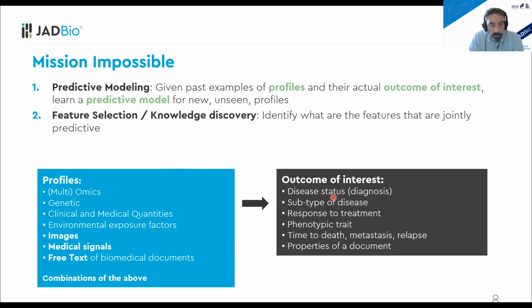But this is not the whole deal, because life scientists don't only care for the predictive model, they care to discover knowledge. And they'll come and ask you, out of everything that we measure, what are the quantities that are jointly predictive of the outcome? And even if we solve these two, we also need to deliver a quality assurance on the model, meaning how predictive it is before we actually start using it. So this is why we want to automate.